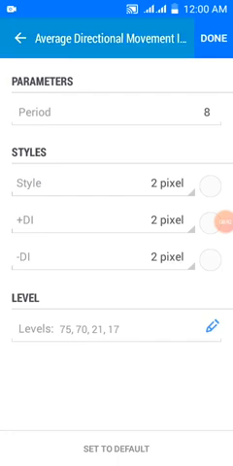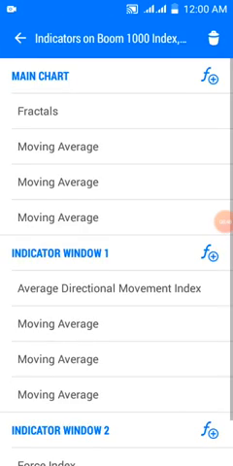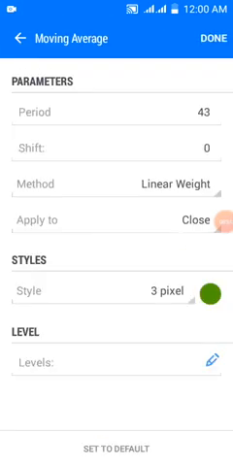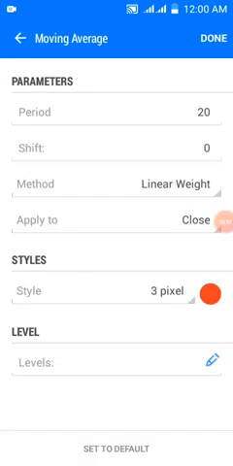Okay, and I have moving average 210 period, linear weight, applied to close, color is blue. I have another moving average 43, linear weight, color is green, applied to close. Then I have 20 period, linear weight, applied to close, color is red.